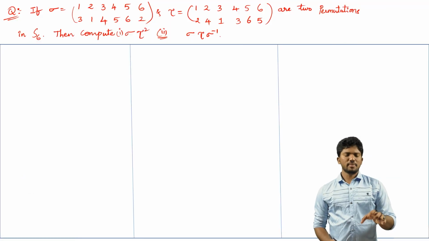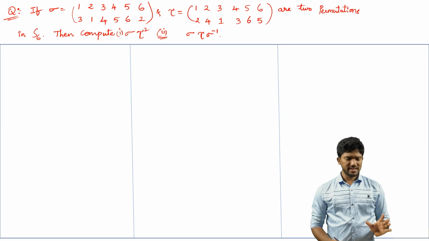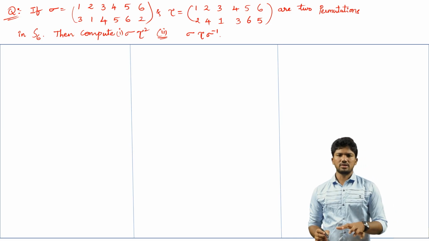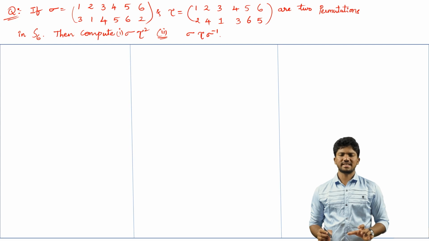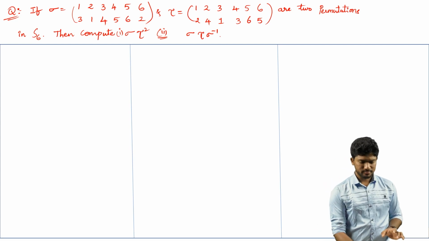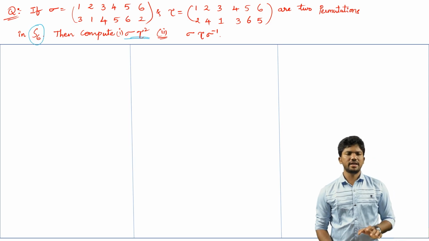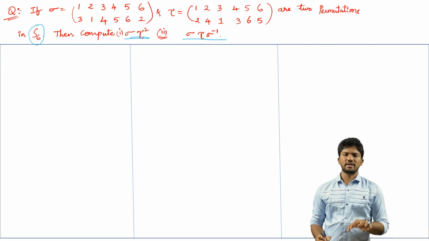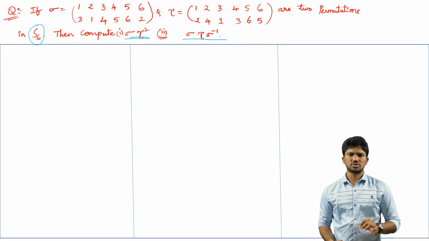If sigma is equal to (1 2 3 4 5 6 / 3 1 4 5 6 2) and tau is equal to (1 2 3 4 5 6 / 2 4 1 3 6 5) are two permutations in S suffix 6, then compute: the first condition is sigma into tau square. The second condition is sigma into tau into sigma inverse. We have to find out these two conditions.